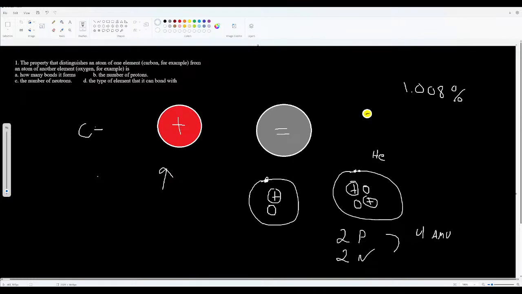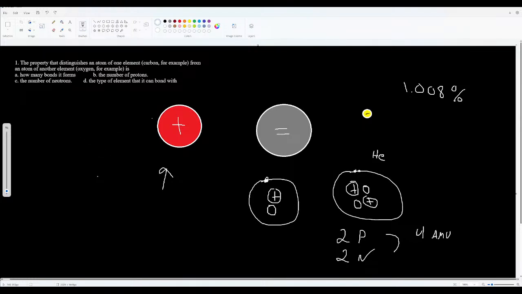Well, carbon can form 4 bonds, right? Well, one's just one space down, in the same column. Silicon can also form four bonds, right? So that is not what distinguishes these from each other, just the number of bonds that could be formed.